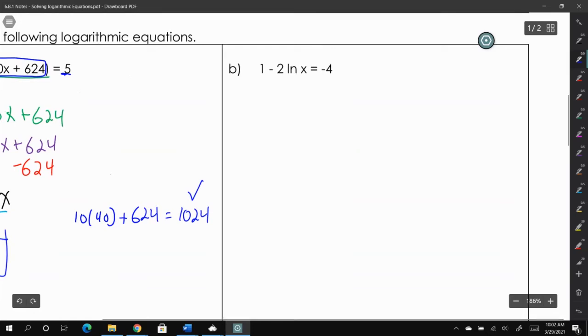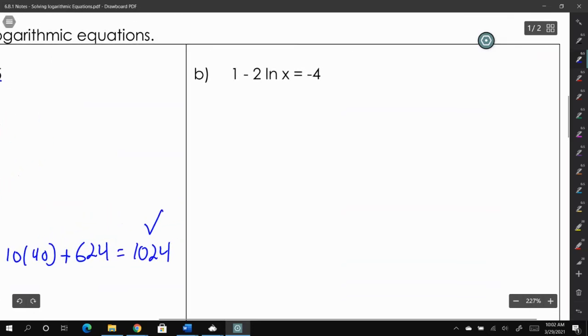Now in letter B, we have some stuff going on. First, we have this 1 just hanging out there, not next to the log. We have this negative 2 in front of our log. And remember, ln is log base e. So we have a lot going on. Let's get the ln by itself first, so we're going to subtract 1 from both sides.